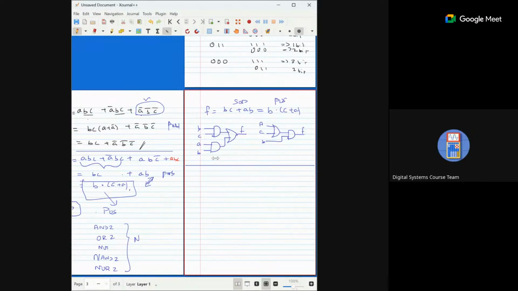Okay, let me complete this and then I'll talk about this one. Here I require 2 AND gates and 1 OR gate. Here I require 1 AND gate and 1 OR gate. Comparatively, in this example, the POS form uses a really limited number of gates.